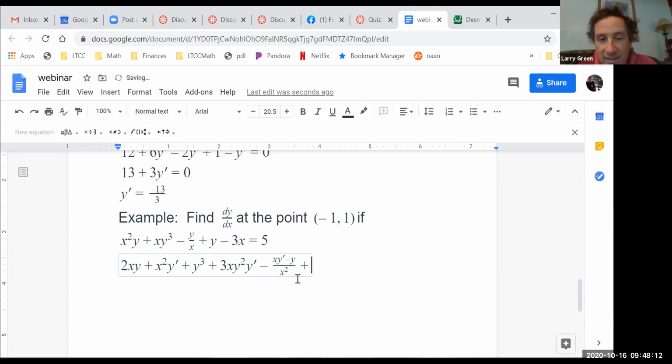Okay, then plus, derivative of y is just y prime, and then minus, derivative of 3x is 3, equals, derivative of 5 is 0. Any questions at all on this example so far? All right, what's the next step?